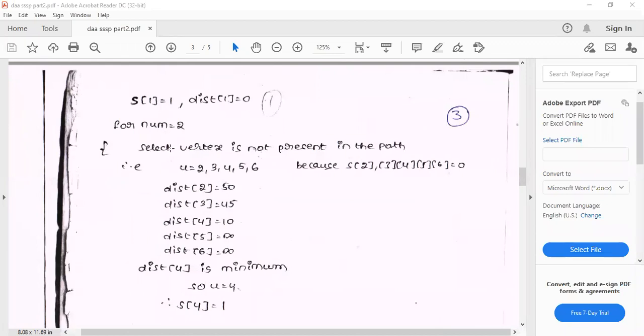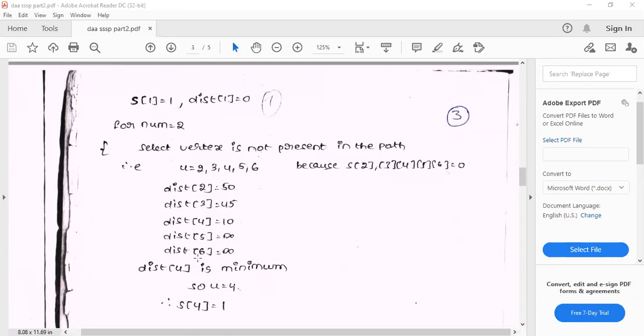Here u means the vertices not in the path. Initially no vertices are in the path. First we are starting at the first vertex, S1 equal to 1. The remaining vertices, the second, third, fourth, fifth and sixth vertex, are not in the path. So you are selecting among the second through sixth vertices, with distance 2, distance 3, distance 4, distance 5, distance 6.